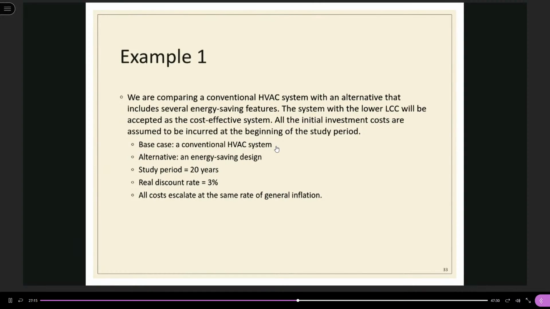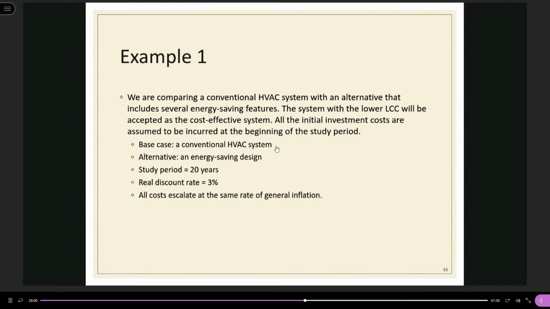Example 1. We are comparing a conventional HVAC system. HVAC: H, heating, V, ventilation, AC, air conditioning. So HVAC is the heating, ventilation, and air conditioning system. So we are comparing a conventional HVAC system with an alternative that includes several energy-saving features. The system with the lower life cycle cost will be accepted as the cost-effective system. All the initial investment costs are assumed to be incurred at the start of the study period.